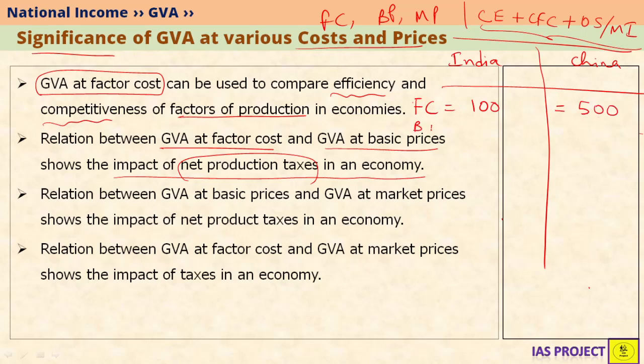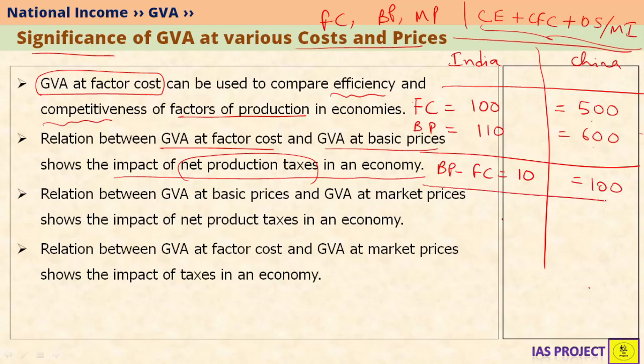Let's say GVA at basic prices in India is 110 and in China it is 600. What does this mean? Basic prices minus factor cost, we know that they are nothing but net production taxes. So net production taxes is equal to basic price minus factor cost, that is 10 in India's case. In China's case, net production taxes, that is basic price minus factor cost, is 100.